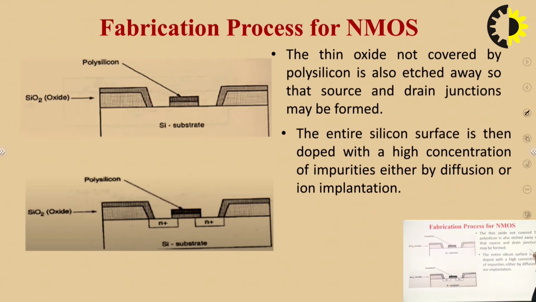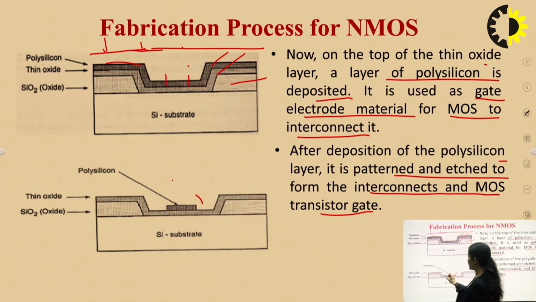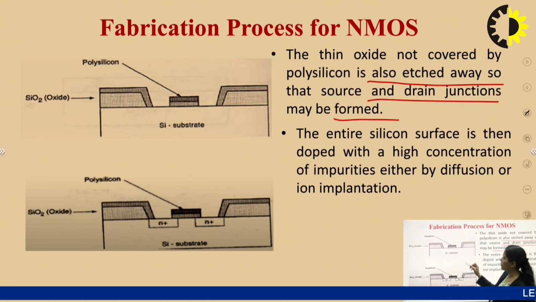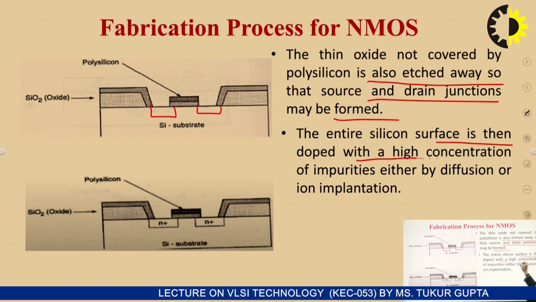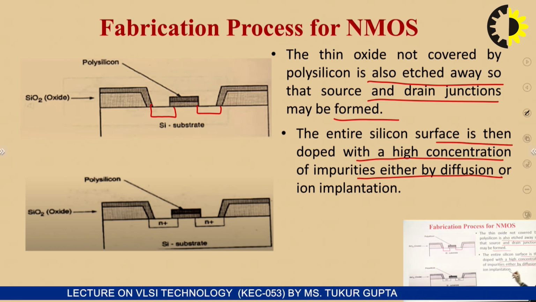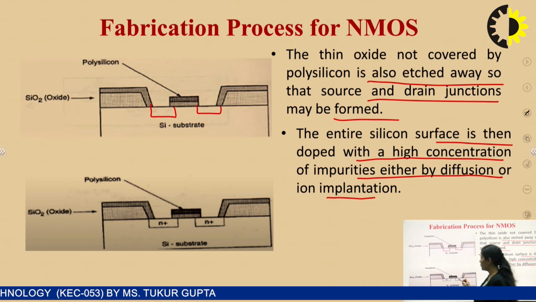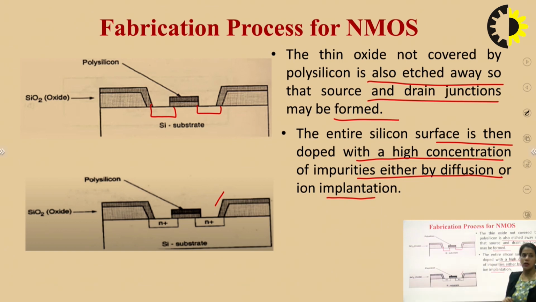The thin oxide not covered by the polysilicon is also etched away so that the source and drain junctions can be formed. So in this, again, these portions are also removed in the next step. So this is how the windows are created for doping. Now the entire silicon surface is doped with a high concentration of impurities, either by diffusion or ion implantation. So we have to create an NMOS. So we have to dope with N-type doping over here. So this is how these windows are created.